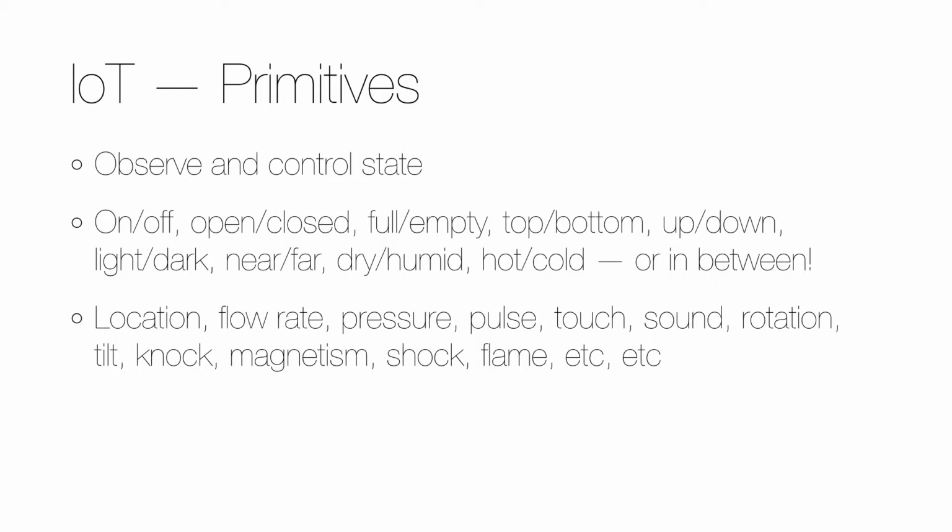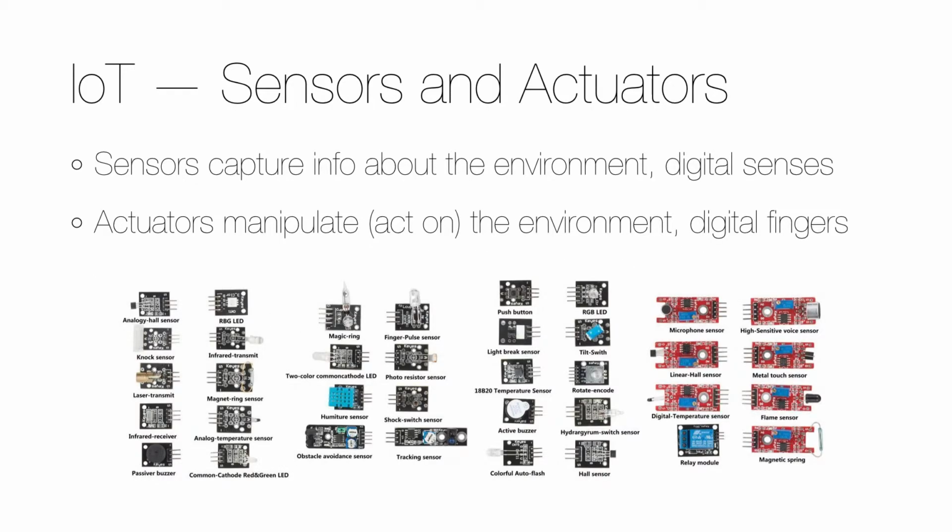The observations could also be on things like a specific location, a flow rate, the current pressure, a heartbeat, a touch, etc. As important is that all these things can also be manipulated or controlled, like the increase or decrease of power, flow rate, and temperature. The things that observe or capture information about the environment are called sensors. And just as the name implies, they can be seen as digital senses. Things that manipulate or control the environment are called actuators, and they can be seen as digital fingers.